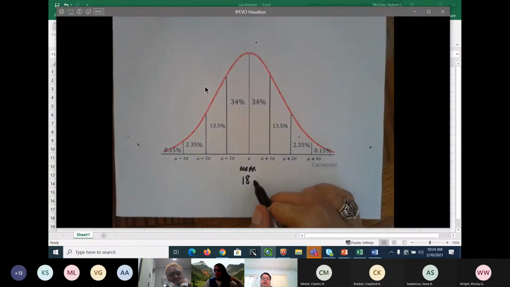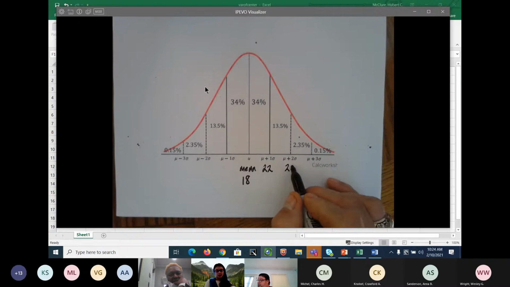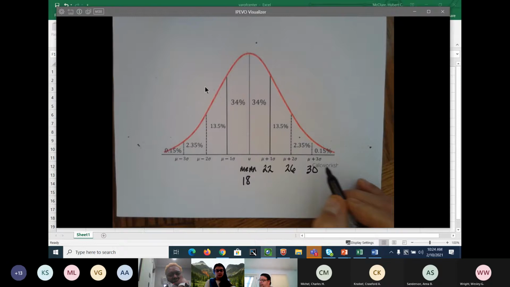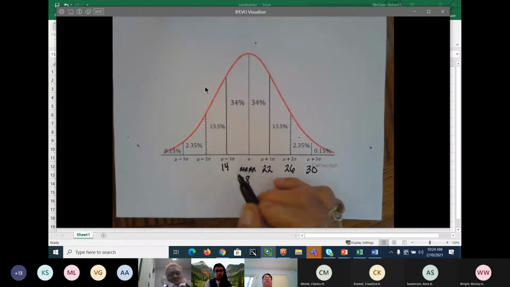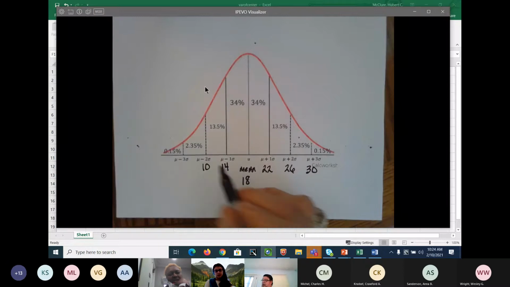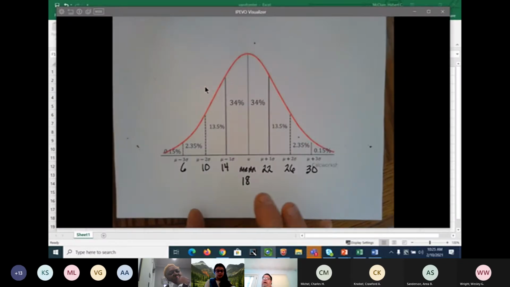So somebody tell me what 18 plus 4 is. 22. And what's 22 plus 4? 26. And 26 plus 4? 30. And 18 minus 4. 14. And 14 minus 4. 10. And 10 minus 4. There. Now, that's the first thing that you need to learn about the normal curve. The bottom of it is filled out by the mean, and you add the standard deviation on the right, and you subtract the standard deviation on the left.